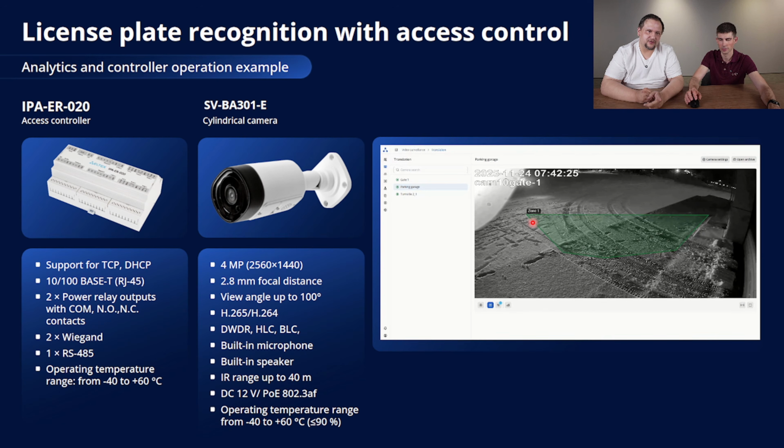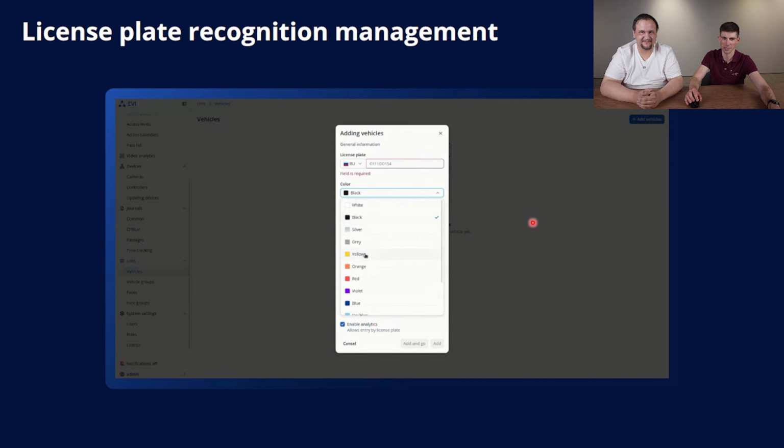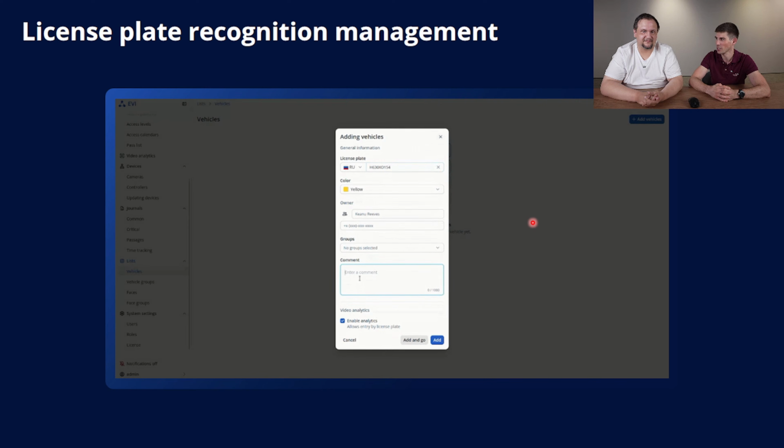Also, I have to mention that in this case we're using our cylindrical camera on the outside. As you see, there is a window there, and we have quite a wide range of operating temperatures on this camera. Yeah, from -40 to +60, which probably should cover most of the use cases. And again, behind the scenes, can you tell us a little bit more how we can set up an employee's car?